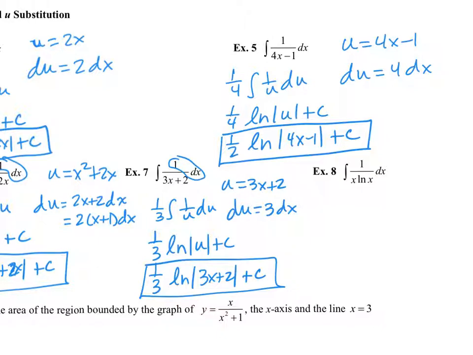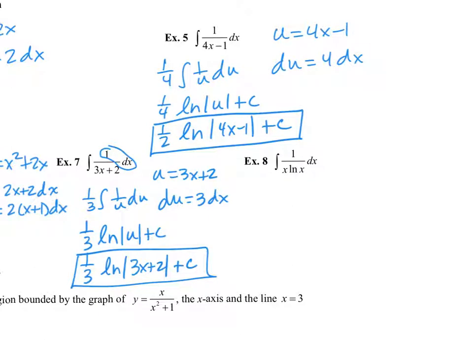Okay, then number 8, let's let u be just this part of the denominator, natural log of x. So we're going to let u be the natural log of x. Then du, remember the derivative of the natural log of x is 1 over x dx. So that works out nicely because we can replace the natural log of x, that will be u, and then this 1 over x dx, all of that can be replaced with du.